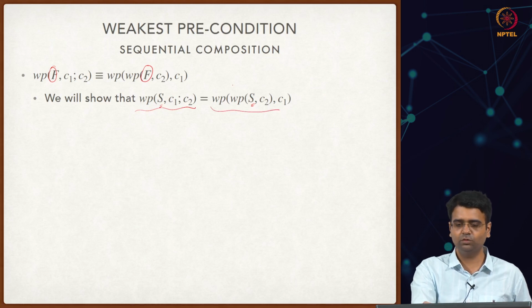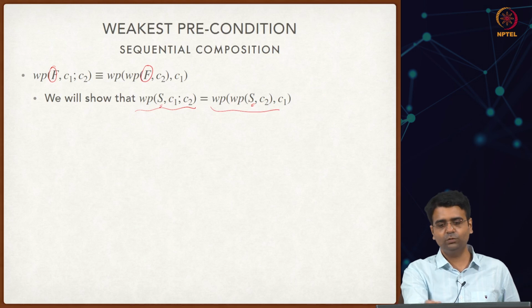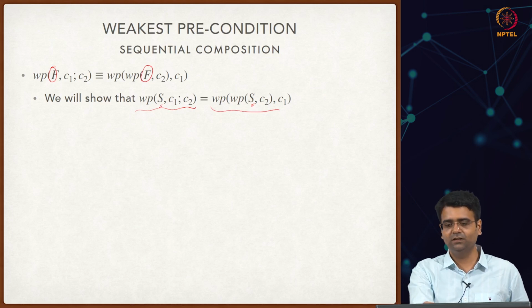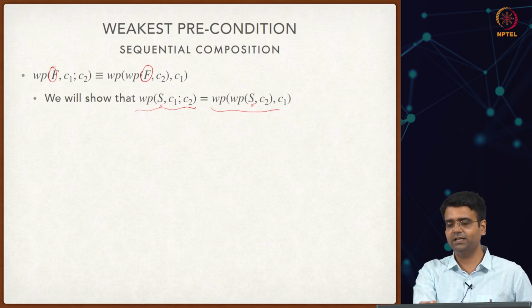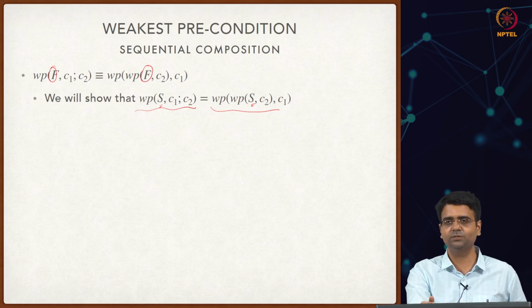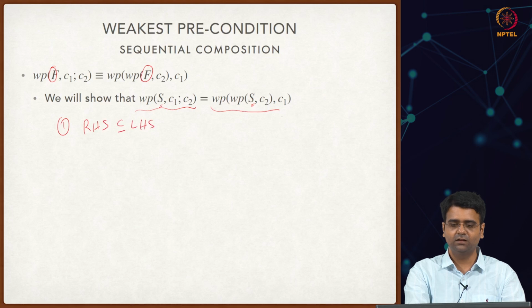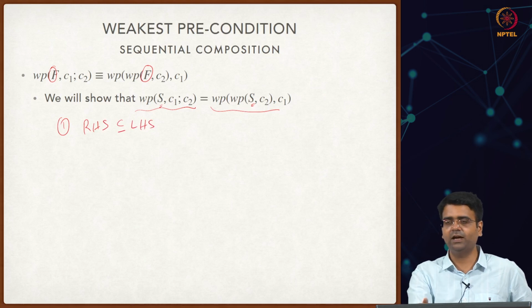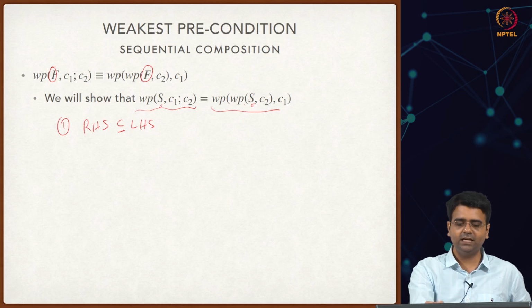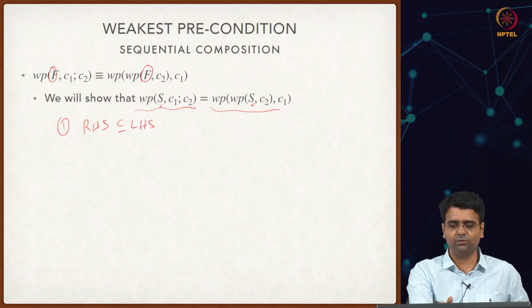We essentially want to prove that two sets are equal, and the way to prove that is to show that the left hand side is a subset of the right hand side, and vice versa, that the right hand side is a subset of the left hand side. So let's prove both the cases. Let us prove first that the right hand side is a subset of the left hand side. Both these are sets of states, sets of valuations. So we want to take a valuation in the right hand side and show that it is also present in the left hand side.